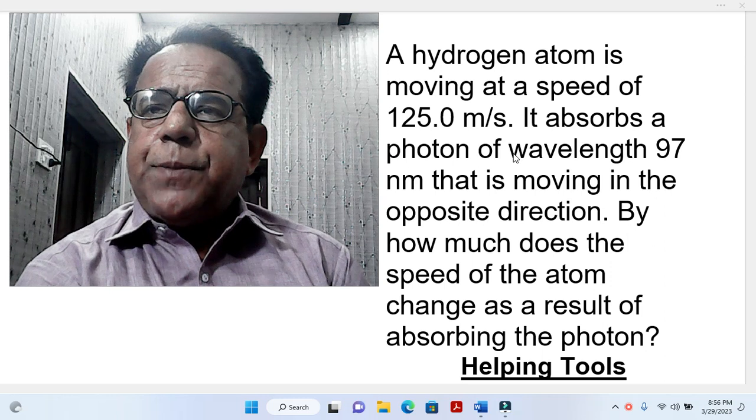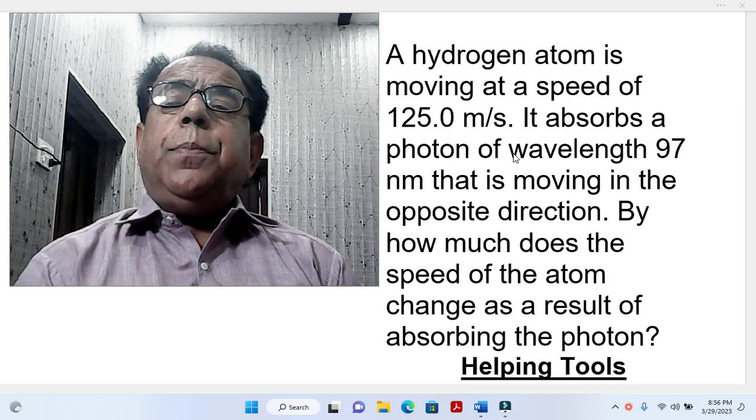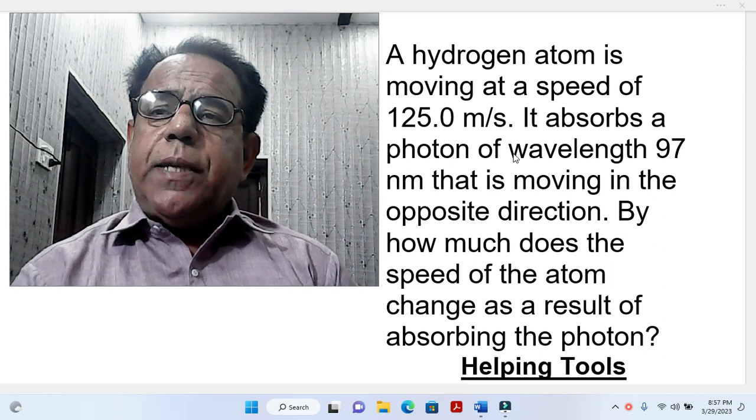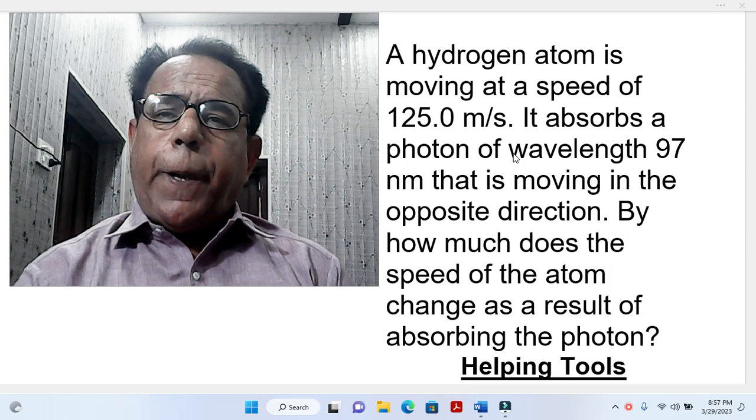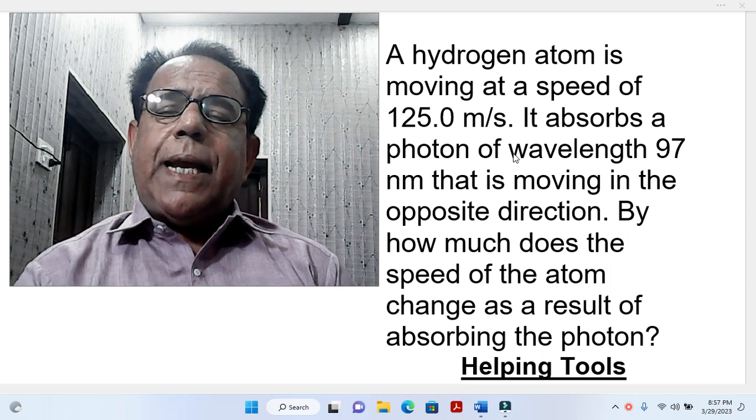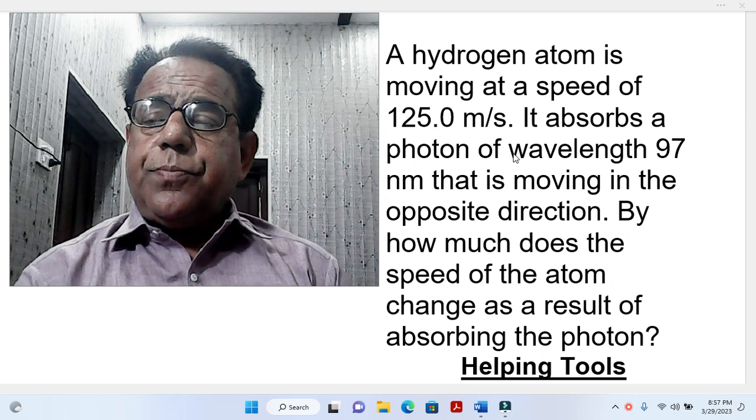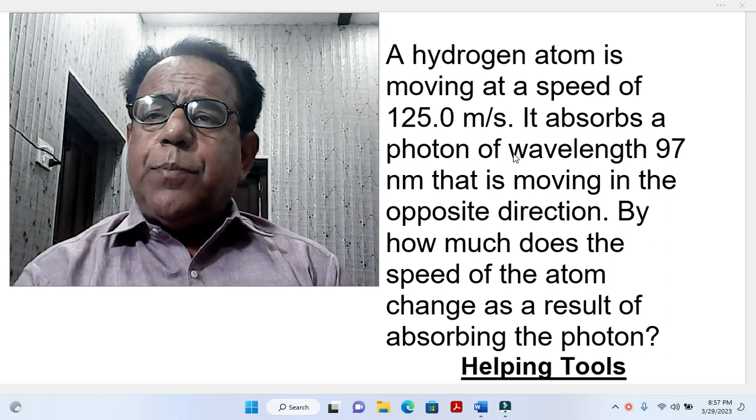This is our next problem, once again chosen from the same book, Modern Physics by Kenneth S. Crane. As usual, we first come to its statement.